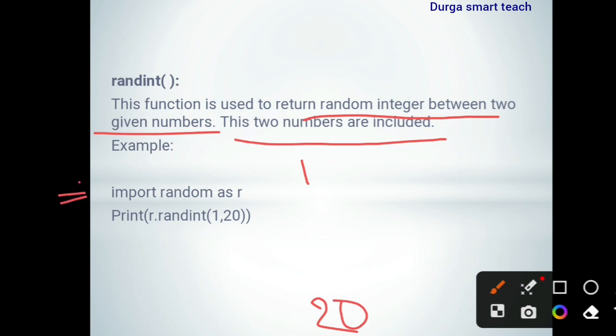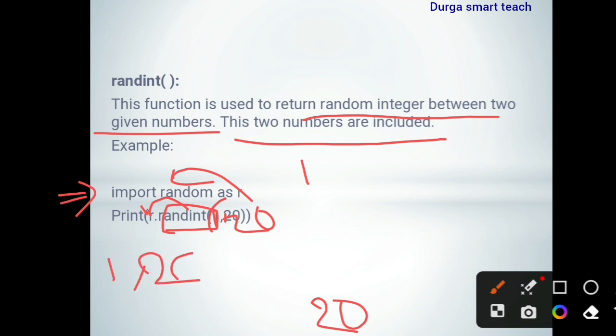So first we need to import random as R. Next R dot randint. Randint is a function in R, R means random. I want 1 to 20. You need to specify the starting and ending value. From 1 to 20 I want one random value. It may be 1, 2, 3, 20, 19, any one random value will be generated.